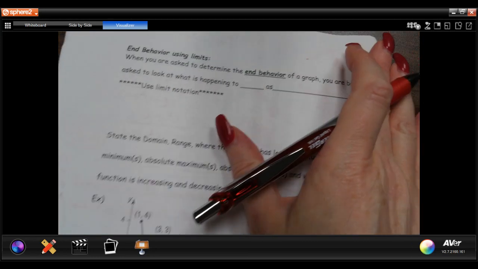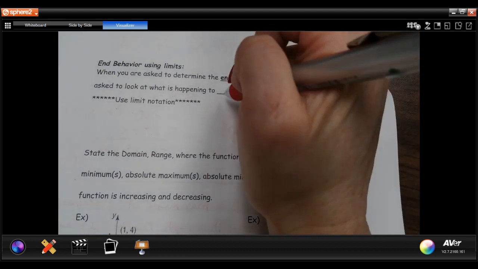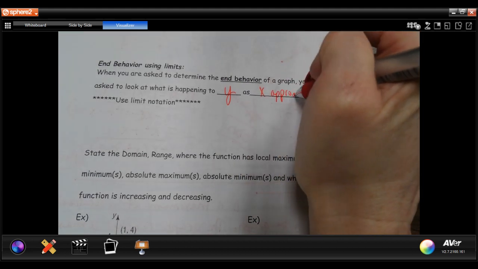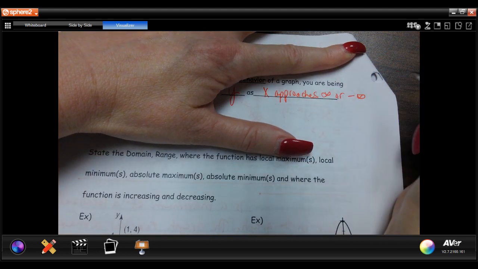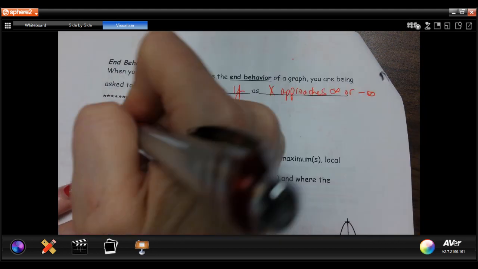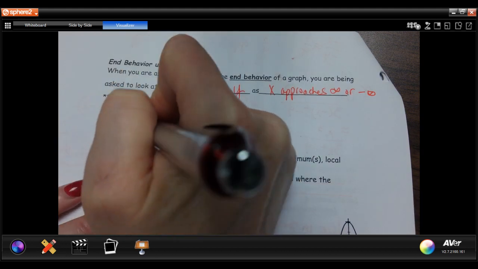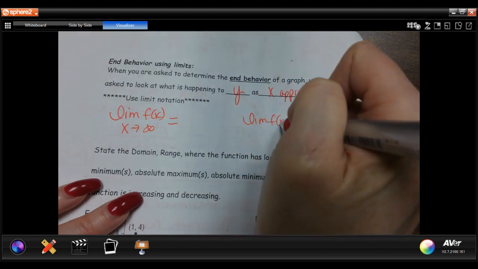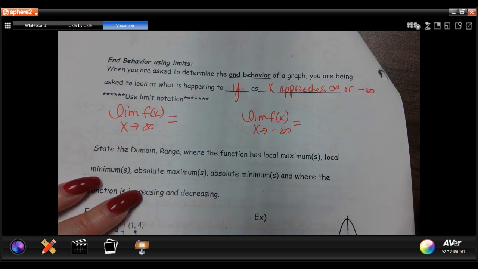Okay, end behavior using limits. When you are asked to describe the end behavior of a graph, you are being asked to look at what is happening to Y as X approaches infinity or negative infinity. So we are going to use limit notation. Limit of f of x as x approaches infinity equals something. Limit of f of x as x approaches negative infinity equals something.